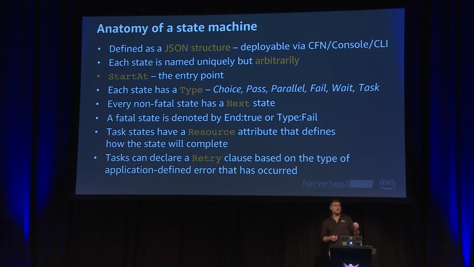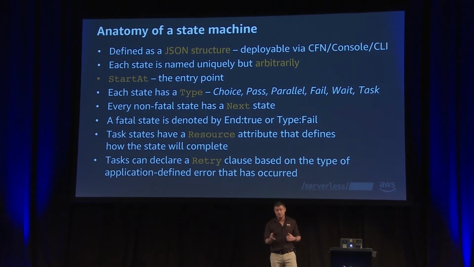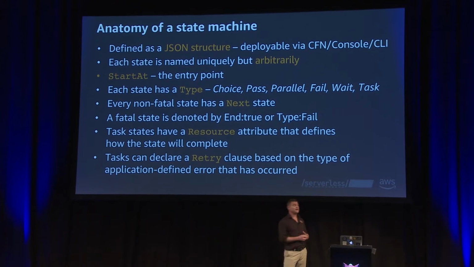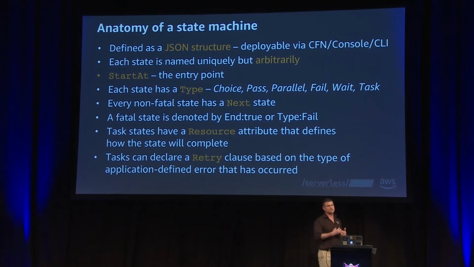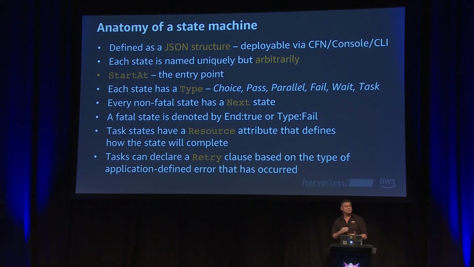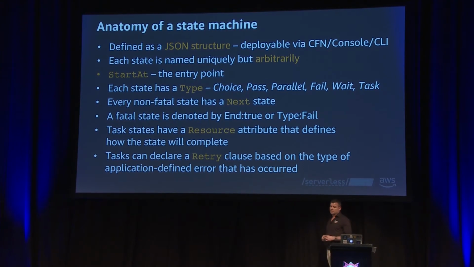Every state is named, it must be unique, and the naming convention is arbitrary, but there are some constraints on the naming convention. There must be a start point, so that's how the state machine knows where to start. And each state in the states collection must be a type of either choice, pass, parallel, wait, fail, etc. Every state must have a next state if it is not fatal. And by fatal, I mean it's not marked as error or end. Okay, so there needs to be a flow through the graph.